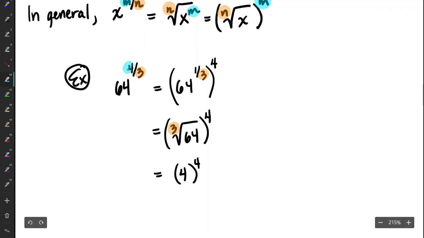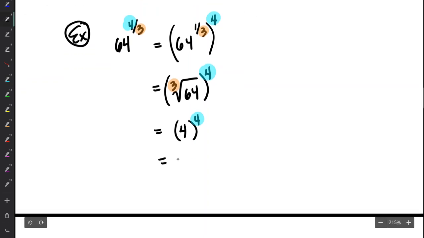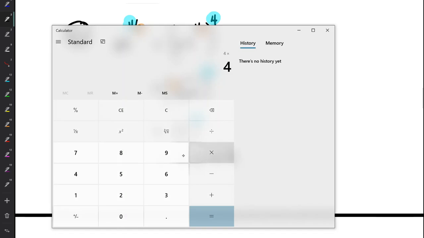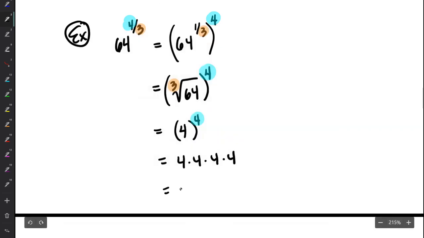And the numerator is our good old notation for repeated multiplication of the base, right? So here I have 4 times itself 4 times, which we can just do on a calculator if we want. 4 times 4 times 4 times 4 is 256, right? And that's nice.